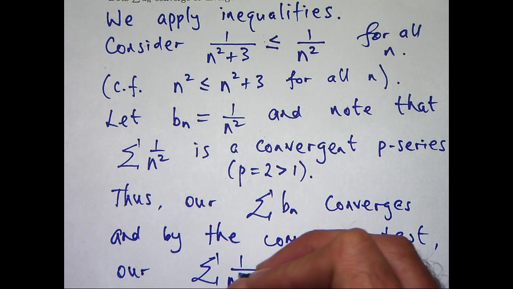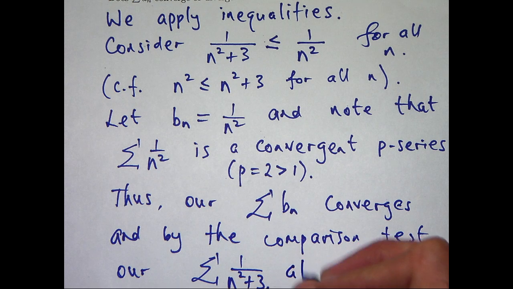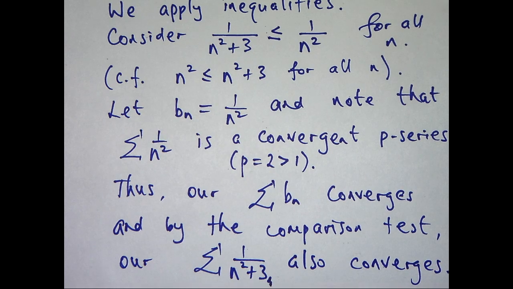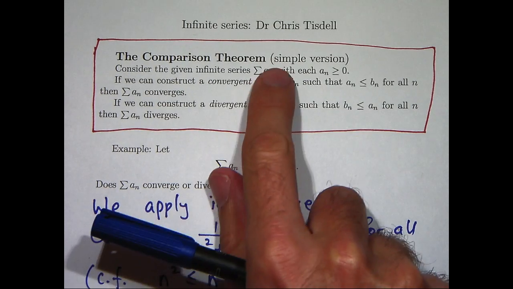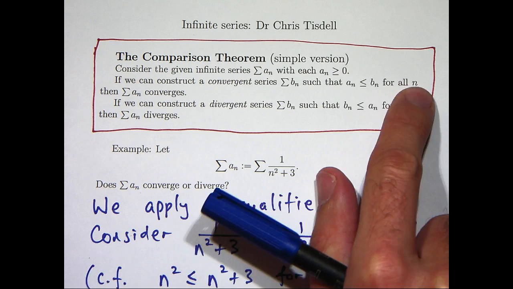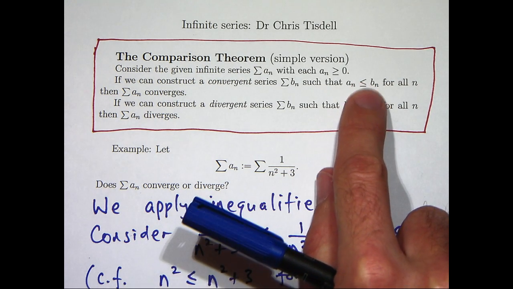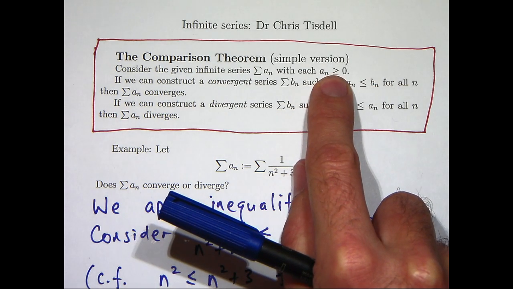So our a sub n, which is the sum of 1 on n squared plus 3, also converges. Now, in the original statement of the theorem, I've said it's the simple version. You don't need these inequalities for all n. All you need are these inequalities for little n large enough. And the same goes for the other part here.